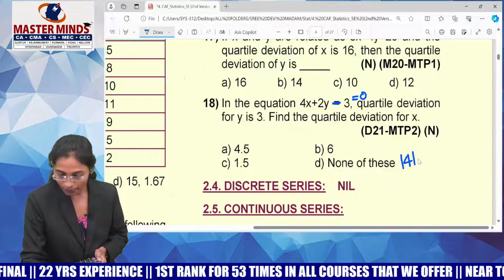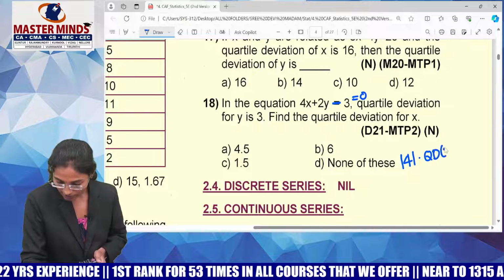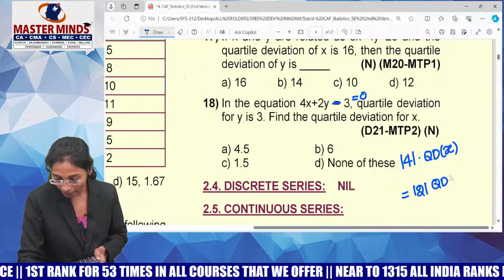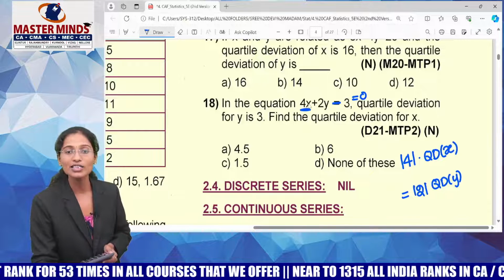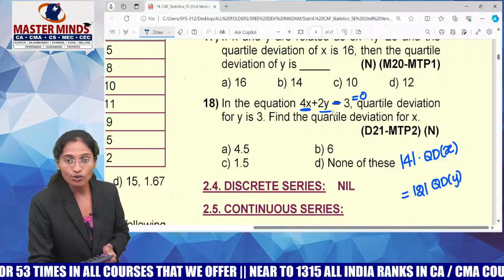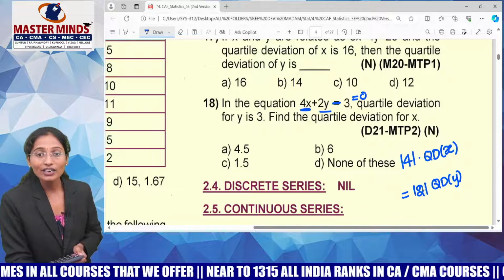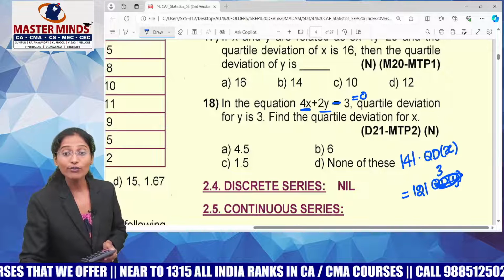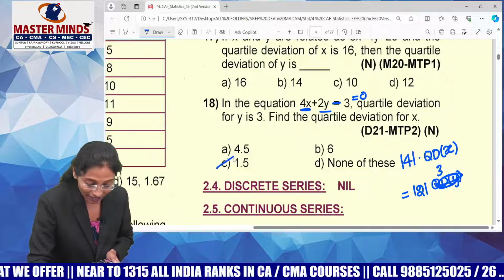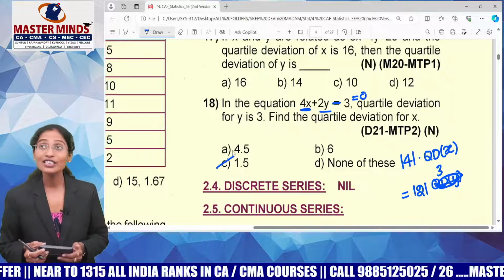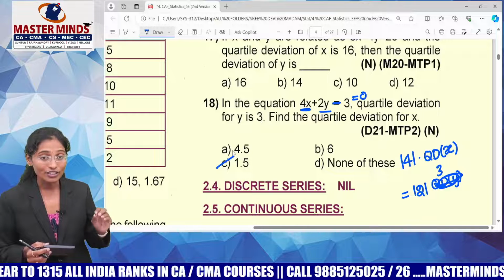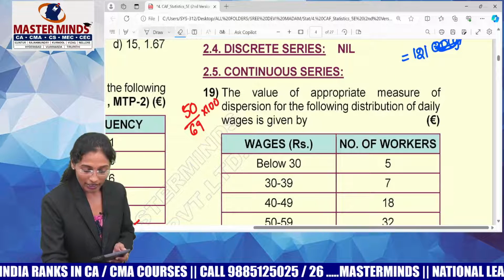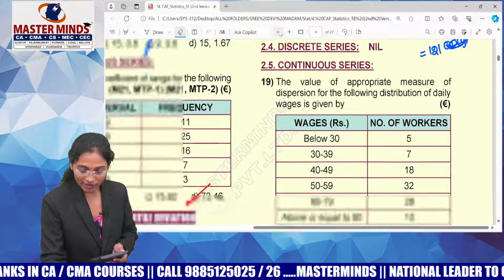Modulus 4 into quartile deviation of x equals modulus 2 into quartile deviation of y. As the coefficient of x is 4, keep modulus. As the coefficient of y is 2, keep modulus in front of that. What is the quartile deviation of y? 3. Let it be 3. So, 2 into 3, 6. 6 by 4, 1.5. And the correct answer is option C. That's how you can calculate the quartile deviation based upon an equation model, and this is called the change of origin and scale criteria.